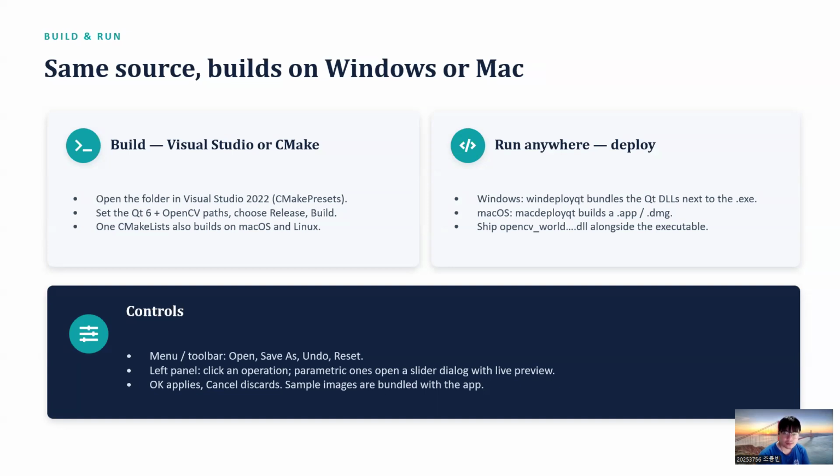For controls, the menu and toolbar have open, save as, undo, and reset. You click on an operation in the left panel, and the parametric ones open a dialog with sliders and live preview, where OK applies and cancel discards. Sample images ship with the app.